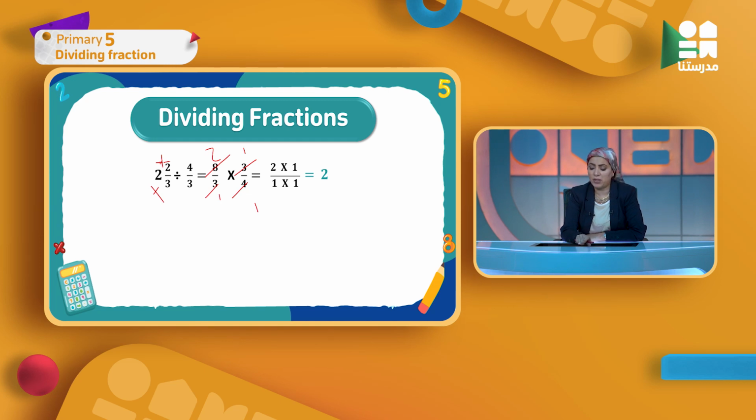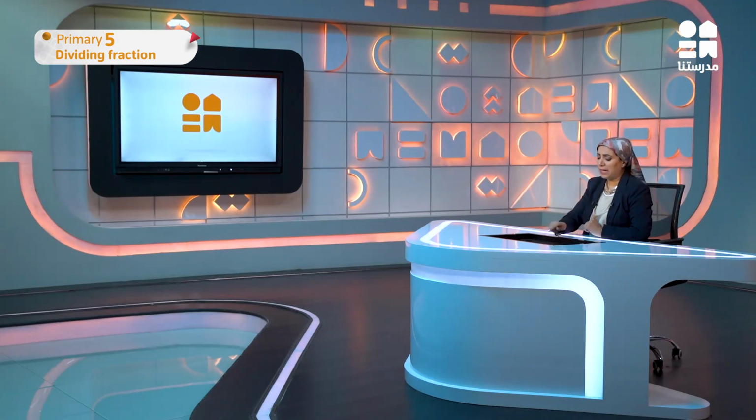Now let's move to another example. 5/6 divided by 4/9 equals. 5/6 stays as it is, does not change at all. Divided will change to times, then the second fraction, 4/9, I must flip it, the bottom goes up and the top goes down.